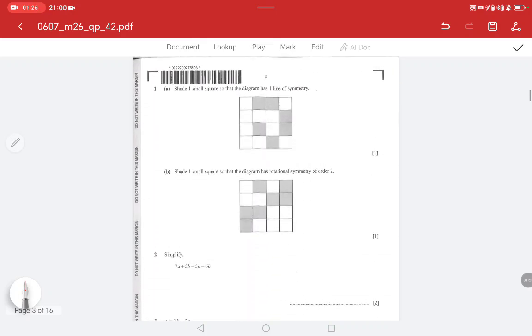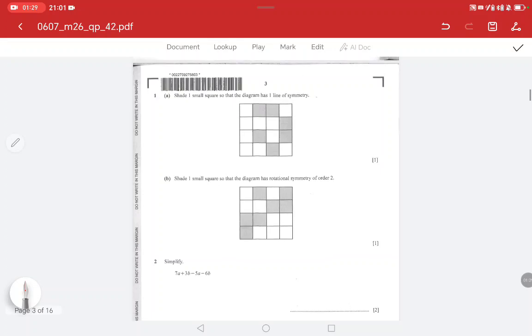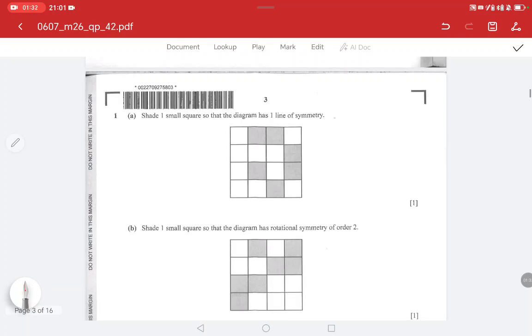The first question is about symmetry and rotational symmetry. Shade one small square so that the diagram has one line of symmetry. If you look at this one, you'll find that the only suitable answer to have one line of symmetry is if you take a diagonal line. In this case, you will find that the reflection of this square will be this one, and this one will be there, and this part will be here, but this one needs another one to be there. Okay, so you have to shade this one.